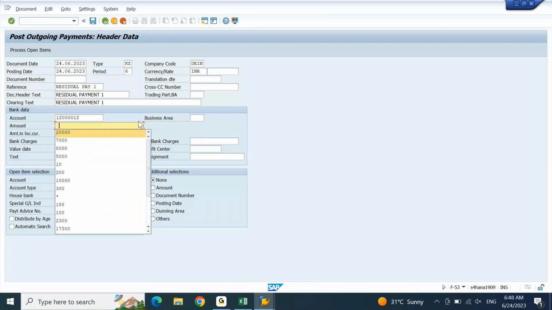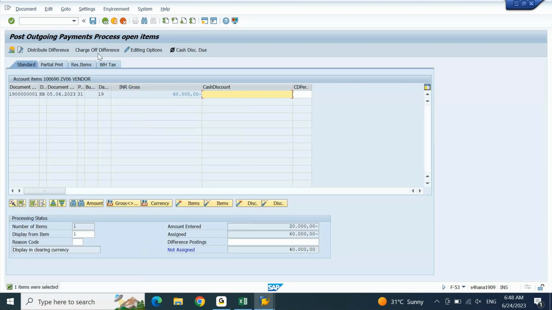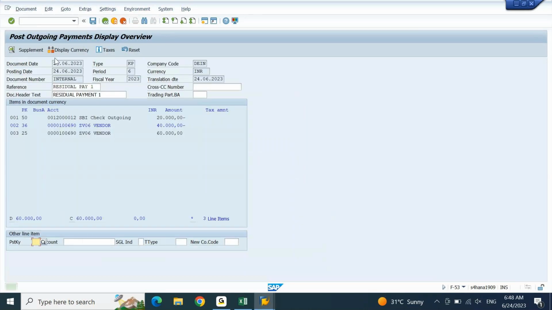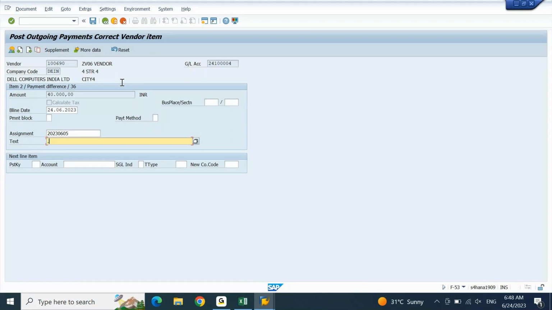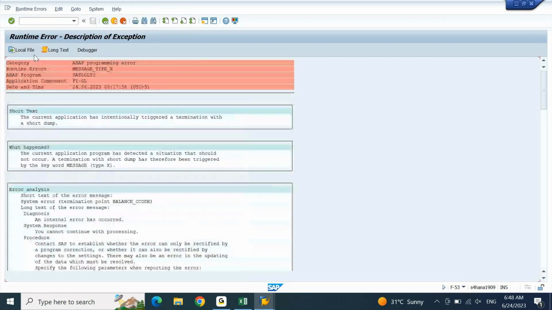20,000. To make sure, I'll change the document type first, KP. I'll put profit center, vendor account, residual item, minus 40,000. Let's simulate this. Go back, simulate general ledger. Still the same problem. We are not able to simulate this entry.